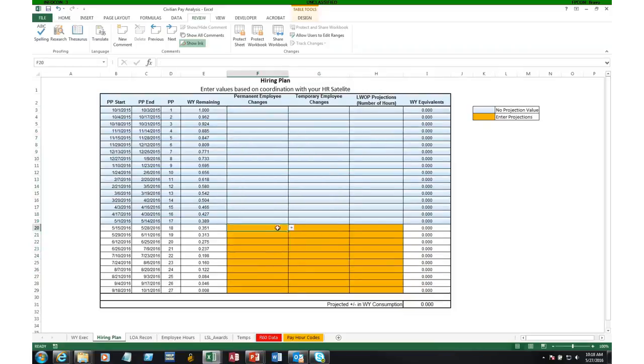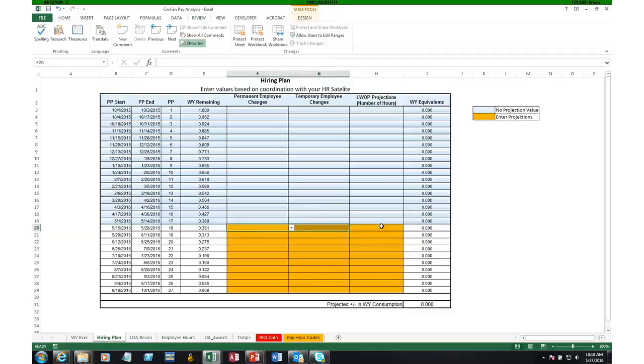So that's what you would do in here. You would talk with your HR and say, oh, we've got a couple permanent hires here. We're going to let go of 2 temps. So for this particular pay period, we're going to have a net of negative 0.351 work years, and that's for a year, so that's going to extrapolate all the way out to the end.